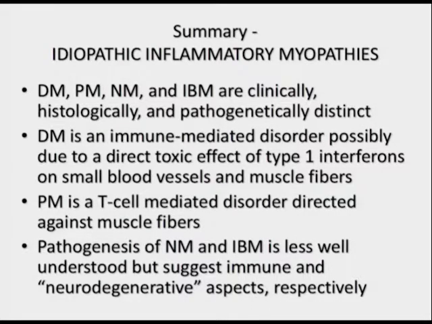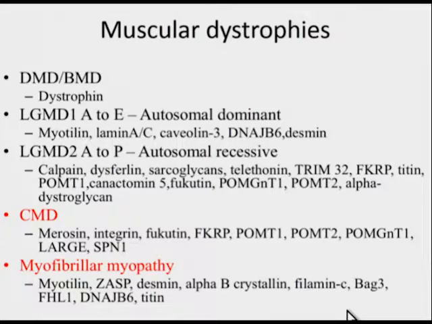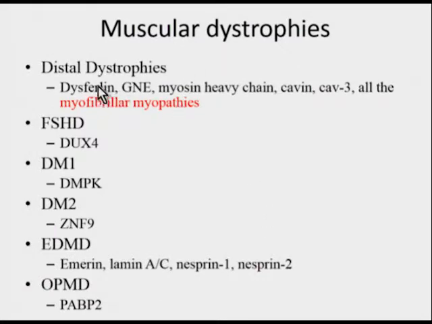aspects, respectively. Now I'd like to move on to discuss a couple of entities among the muscular dystrophies. This is a huge family of entities, including the Duchenne's, limb-girdle, and so on. I'm going to discuss a subset of congenital muscular dystrophies, which also involve the brain, and myofibrillar myopathies. Myofibrillar myopathies can also be classified under the distal dystrophies, and we'll go over the details of this in just a minute. I will not be discussing these others in the interest of time.